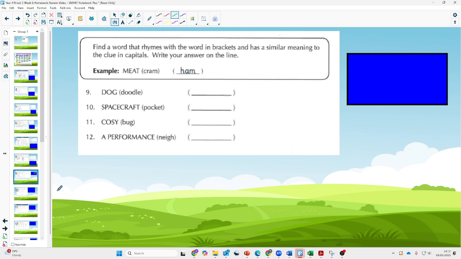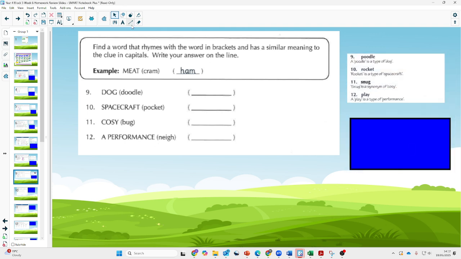Find a word that rhymes with the word in brackets and has a similar meaning to the clue in capitals. Write your answer on the line. I'm just going to reveal the answers to you here. So, let's have a look at number 9. We've got dog. Type of dog rhyming with doodle, of course, is a poodle.